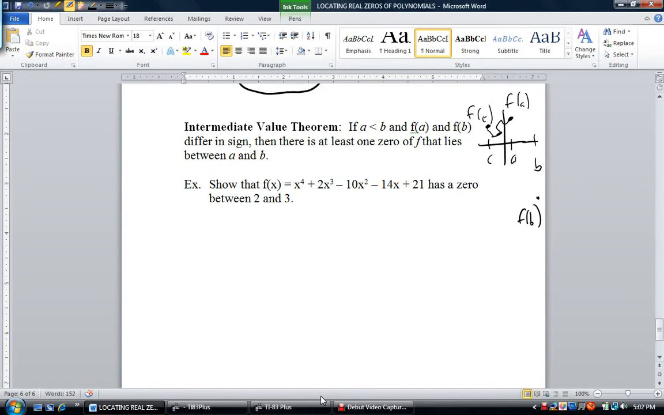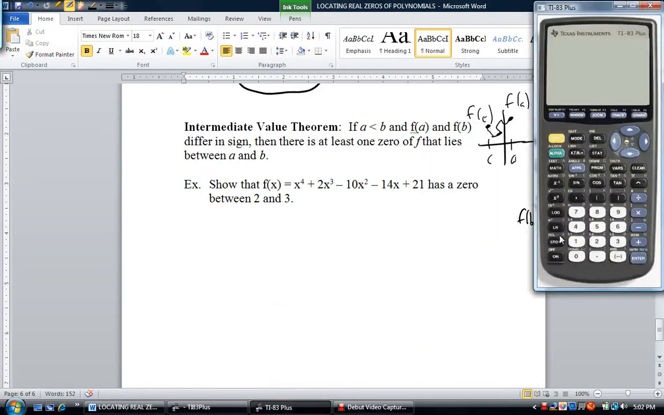So I'm going to show you how you can do this pretty quickly. Let me show you what it means. I'm going to graph x to the fourth minus 10x squared minus 14x plus 21, because I like to graph. It makes my life a lot easier.